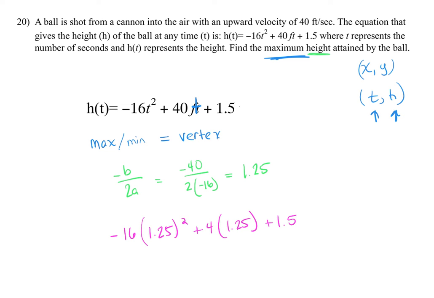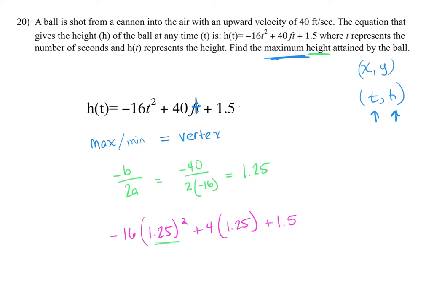You can do that in your calculator, right? So you're not going to have to do all that in your head. If you have a large calculator, you can actually plug it in just like that. You can say negative 16 times 1.25 squared plus 40 times 1.25 plus 1.5. It will do it in order of operations. If you have a smaller calculator, by that I mean some calculators do it with every keystroke, okay? So if you have a smaller calculator, you want to do it a piece at a time.